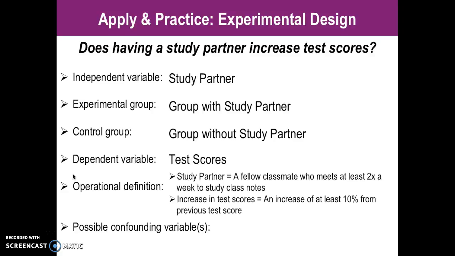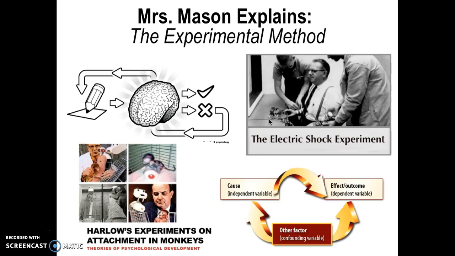All right, so again, independent variable. Does having a study partner, that's what's going to be changing, have an effect on the test scores? Some confounding variables are the amount of study time, the test difficulty, and the individual's motivation and abilities. Do they really have the intelligence to do well on this test? Are they motivated to do well on this test? That kind of thing. So you see what I am looking for in the apply and practice. All right, now you can complete your apply and practice. This is the end of Miss Mason Explains the Experimental Method.